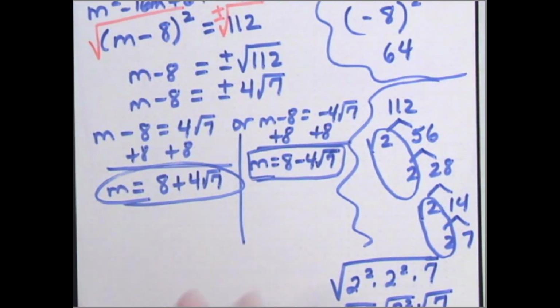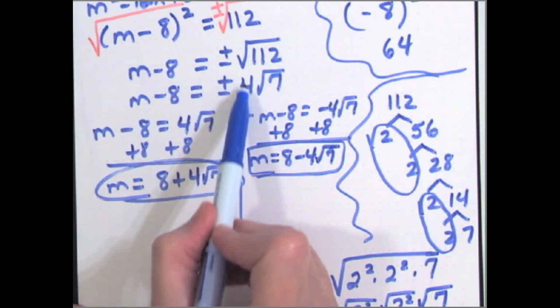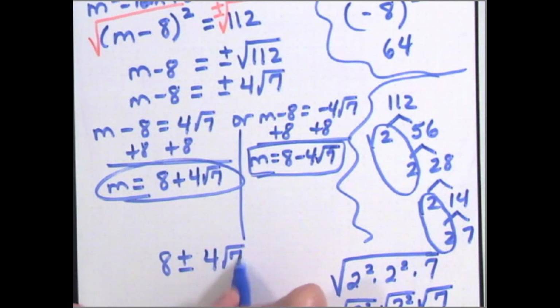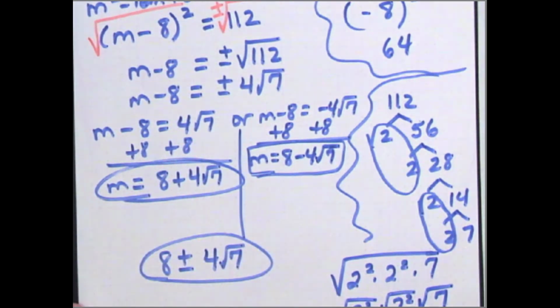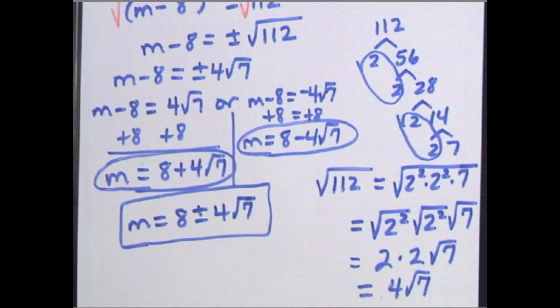Okay, but we can write it a shorter way. We could have just taken this way up here and added 8 and parked the 8 in front, and that would be 8 plus or minus 4 square root of 7. And that's completing the square.